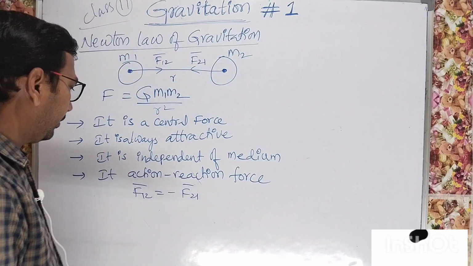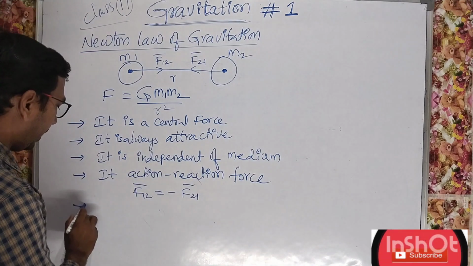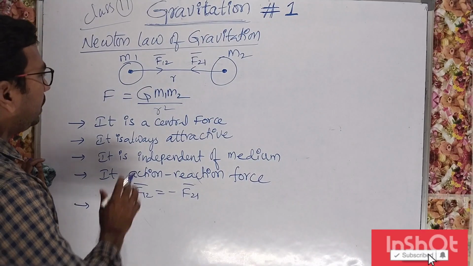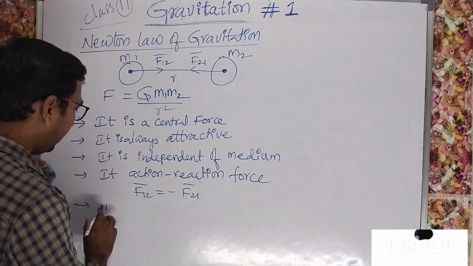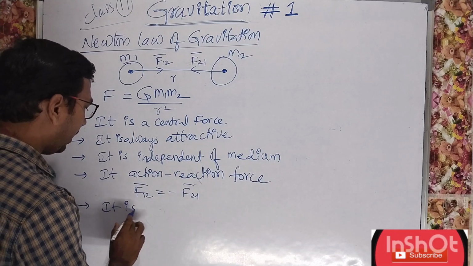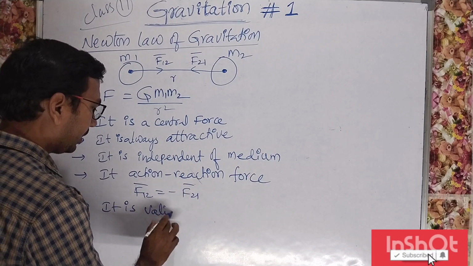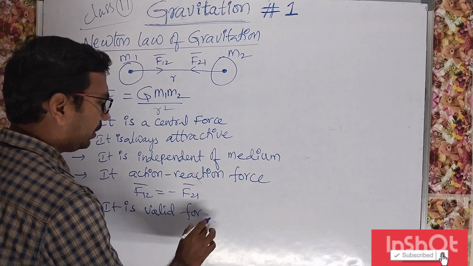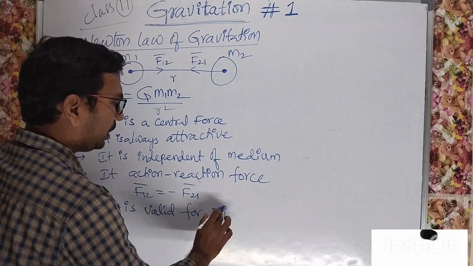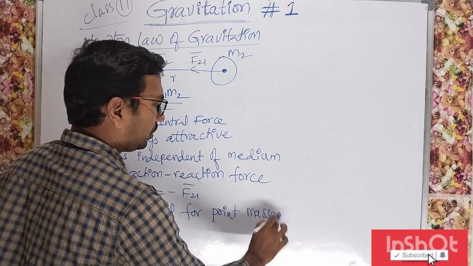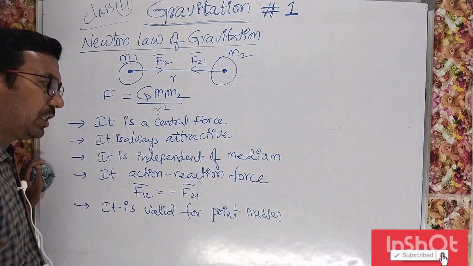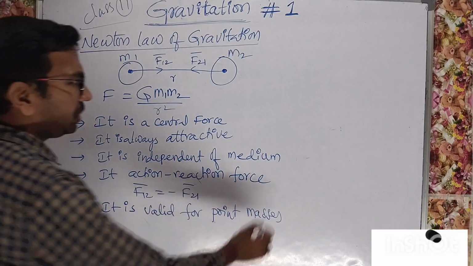Action-reaction pair. So next one, next characteristic. This force is valid for point masses. So gravitation force is valid for point masses. And next one.